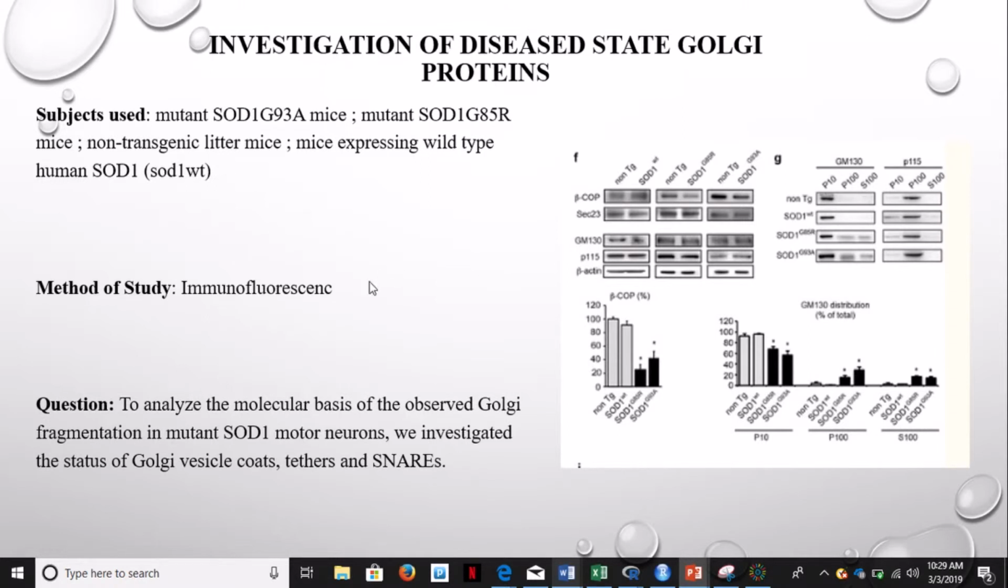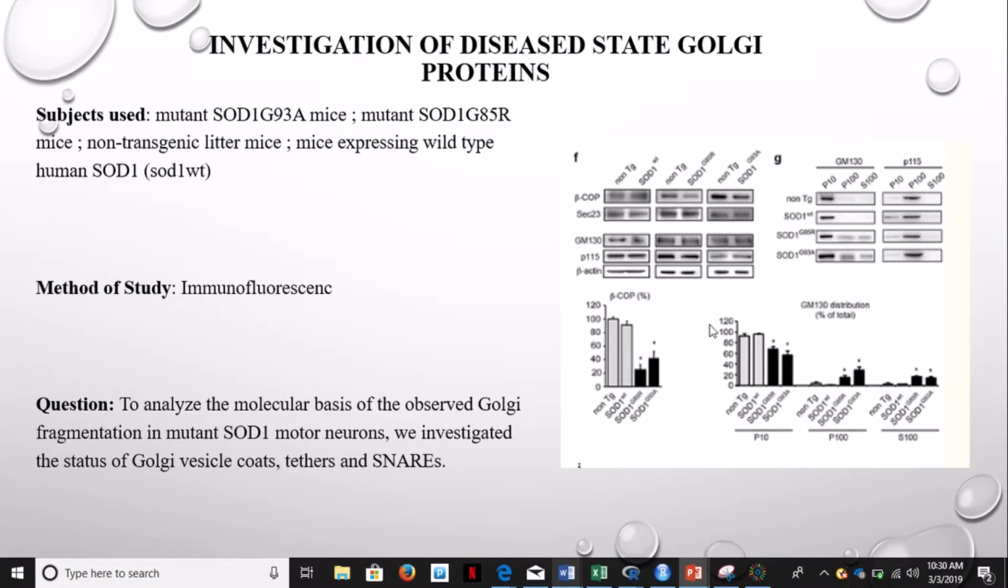What they found was basically they analyzed the Golgi, SOD1, and motor neurons and investigated the COPs, those COP1, COP2, the tethers, which is the GM130, and then the SNAREs. They found lower levels of the COP protein. If you had lower levels, then you would have clusterization of the proteins in the cisternae stacks, which ultimately would cause fragmentation of the Golgi.